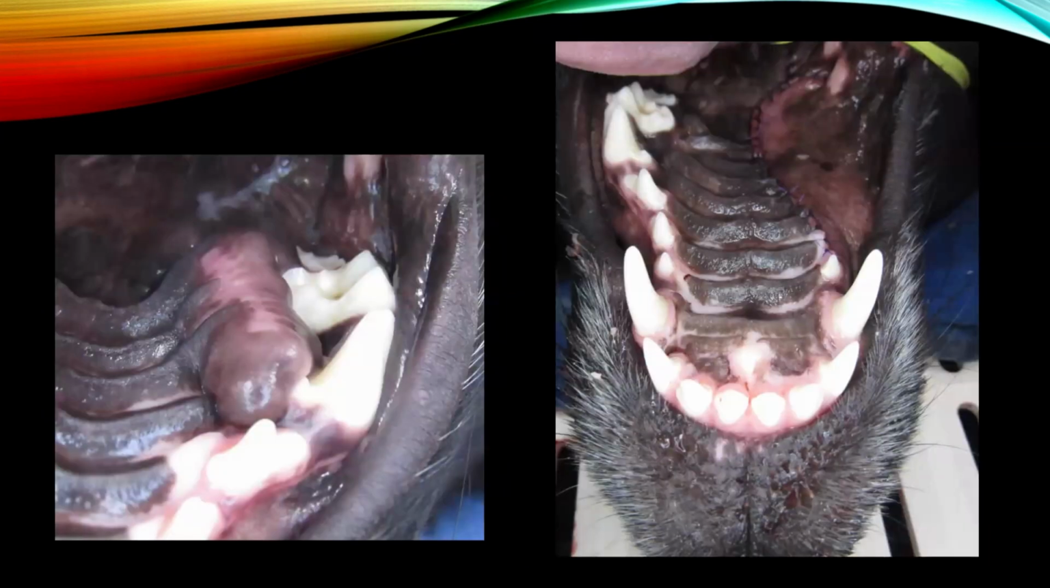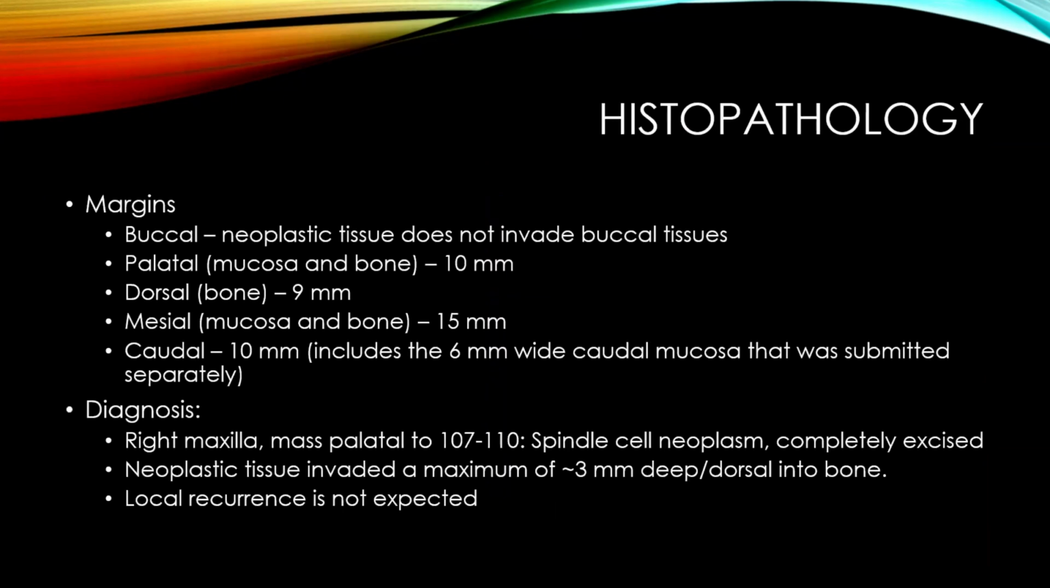So that is the tumor before on the left. You can see the scar from the original incisional biopsy, and then that's the closure after the caudal maxillectomy on the right. And then it's just a mucogingival flap closure, or just a mucosal flap closure. And we already went through that histopathology. So again, it confirmed the same thing. There was no evidence of neoplasia in the buccal tissues.